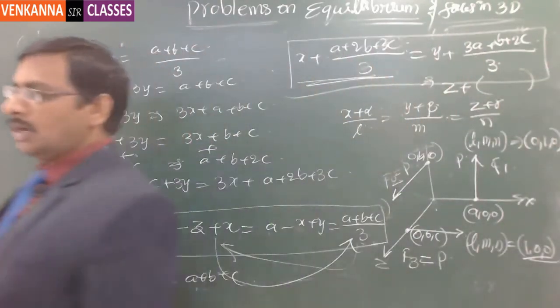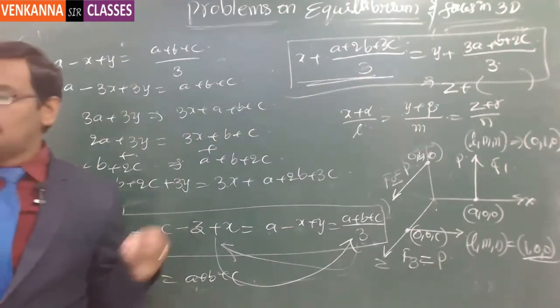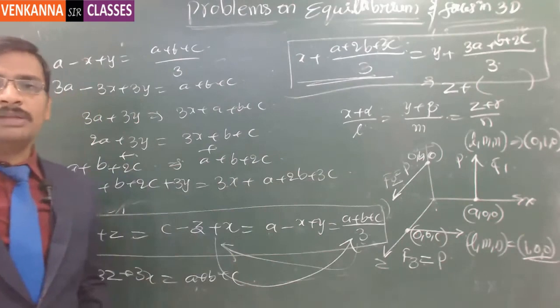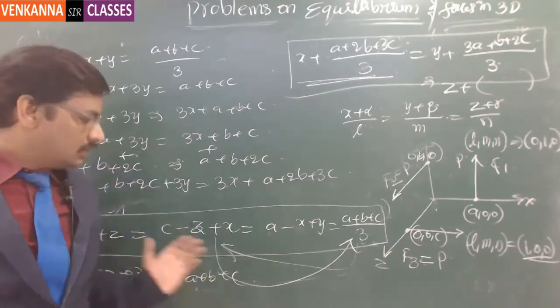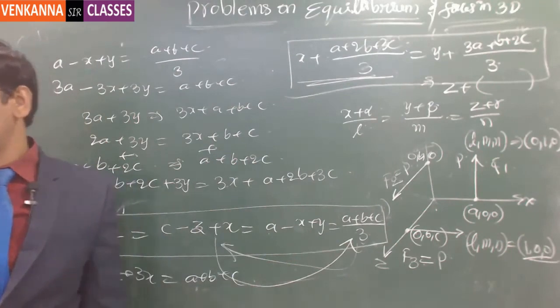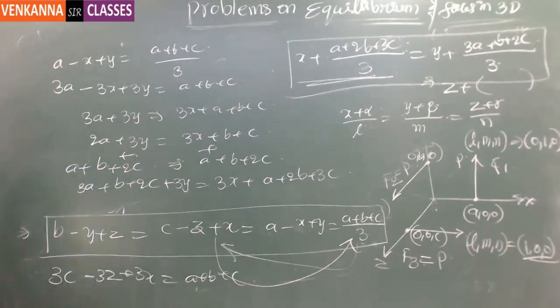Got it? Or else the simplest method is, or not the simplest, this is the simplest and a little complicated method, which is a much more standard way, is to solve these equations to get the values of x, y, z. Got it? Understood or not? Okay. So this is actually the location.